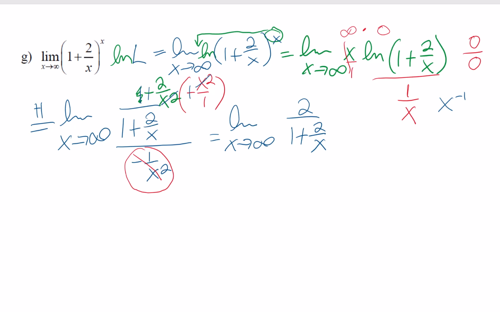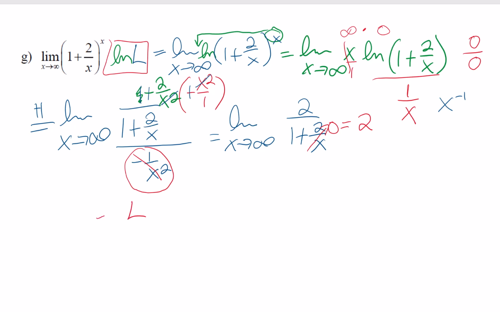And hey, that's something I can find now, because as we let x go to infinity, 2 over something going to infinity, that part's going to go to 0. So it looks like my final answer is 2. But wait, what was the 2? All of this we were doing was equals, equals, equals, but we started with the natural log of L. So I'm going to rewrite that.